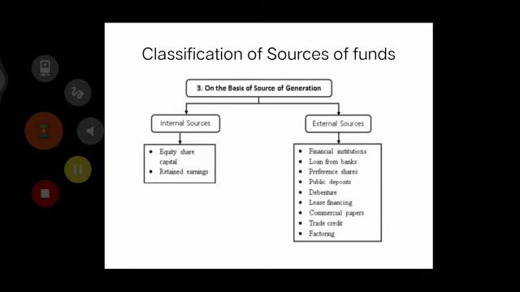Internal sources being equity share capital and retained earnings, and external sources being all other forms of funding that we get from outsiders. So basically we have three different bases for classification, and based on that we have different sources of funds.